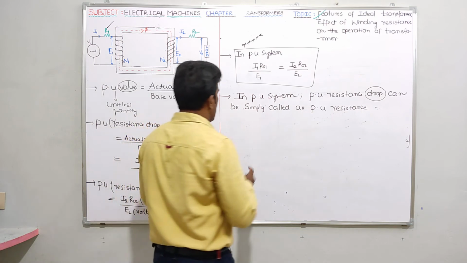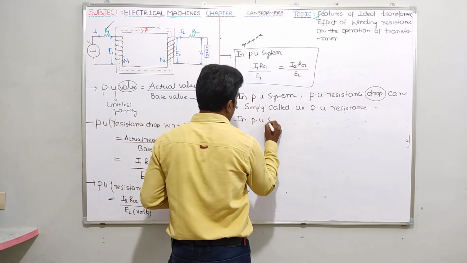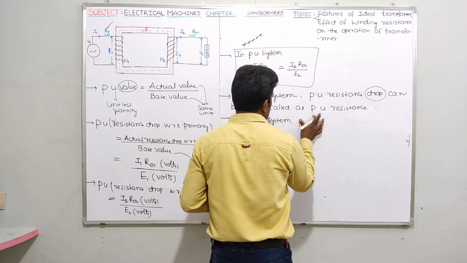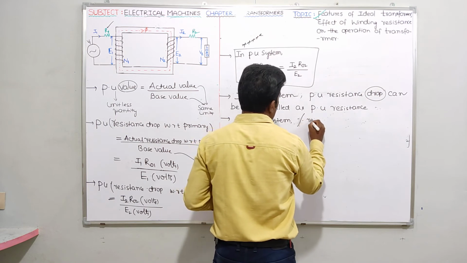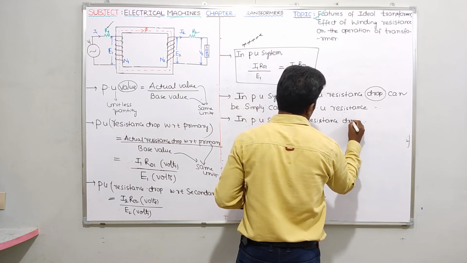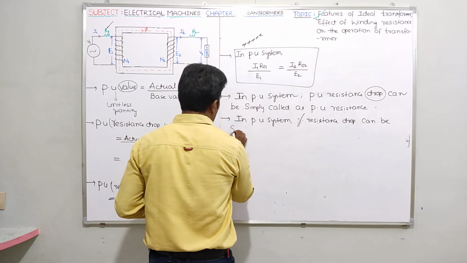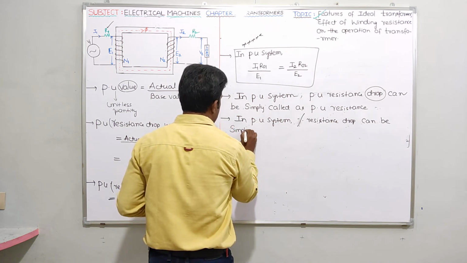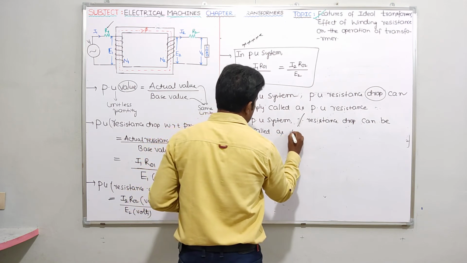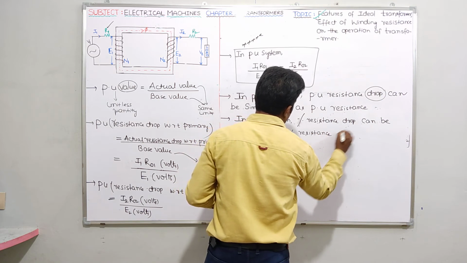Okay, similarly I can write one more point here. In per unit system, percentage resistance drop can be simply called as percentage resistance, without using once again that word drop.